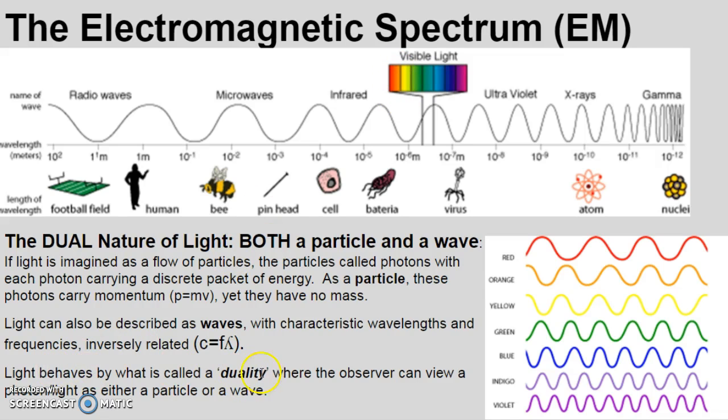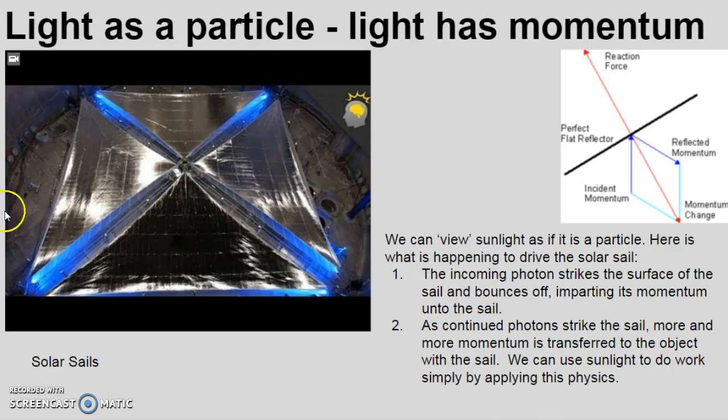So light behaves in what's called a duality, where the observer can view a photon or light as either a particle or a wave. And we can apply this concept to solar sails. We can look at light as a particle. We can say light has momentum. And a solar sail is actually how we can use light to move a spacecraft. If we view sunlight as a particle, here's what's happening to drive the solar sail. The incoming photon strikes the surface of the sail and it bounces off. It imparts its momentum onto the sail. As continued photons strike the sail, more and more momentum is transferred to the object with the sail. And we can actually use sunlight to do work simply by applying this physics.